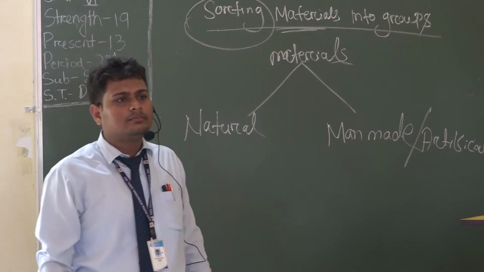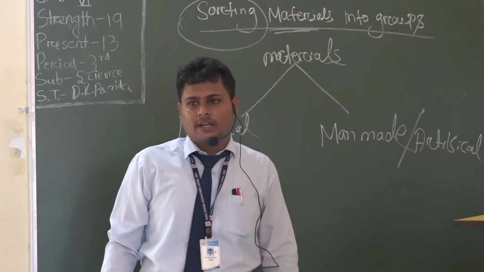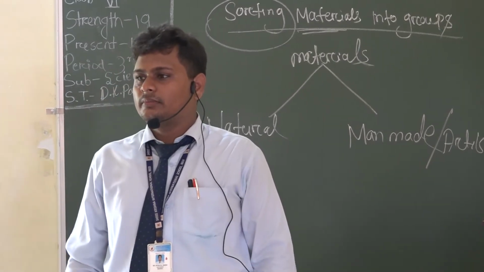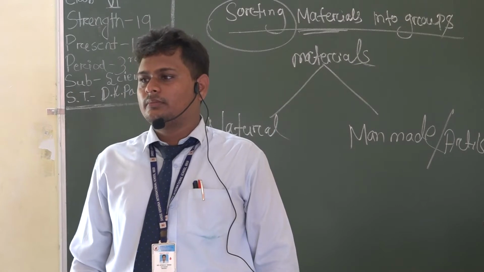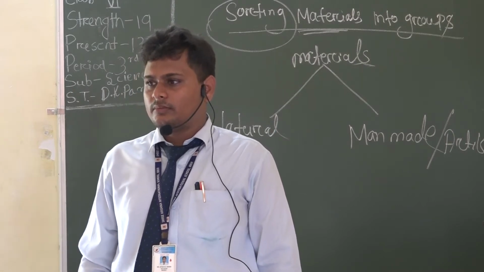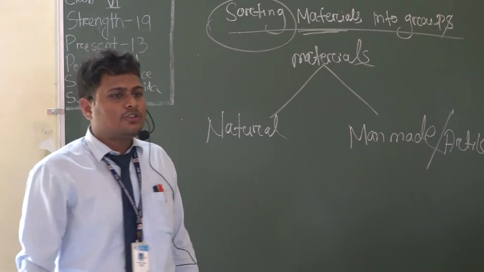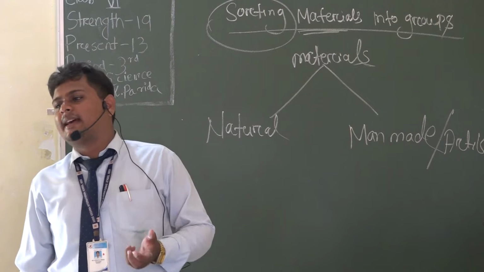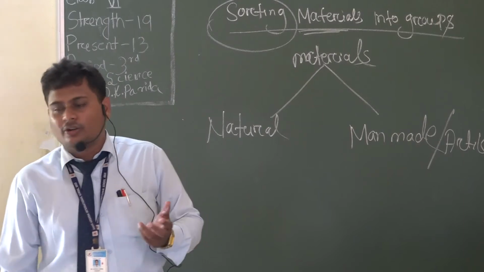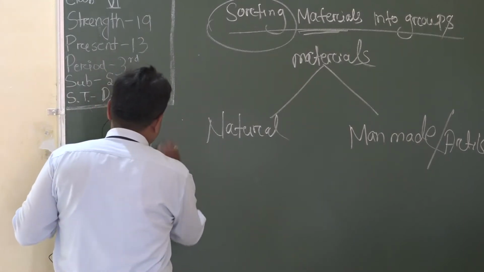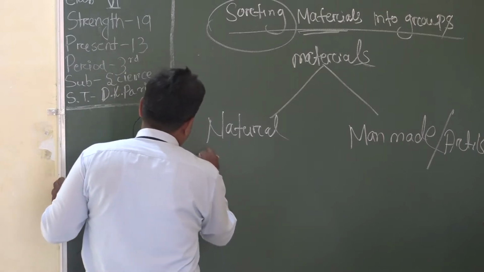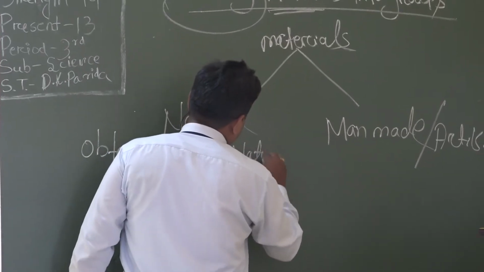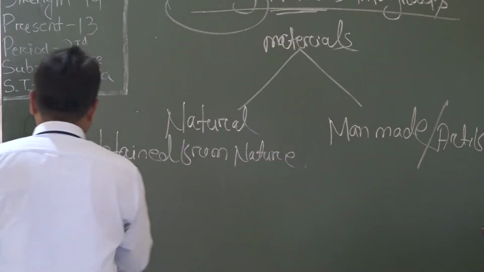So Anshuman, what do you mean by natural materials or natural substances? Natural materials are which we get from the natural things. Very good. The materials which are gathered from the nature are called natural. Very good. So natural substances or materials means the substance or the material which are obtained from the nature. Okay, obtained from nature.